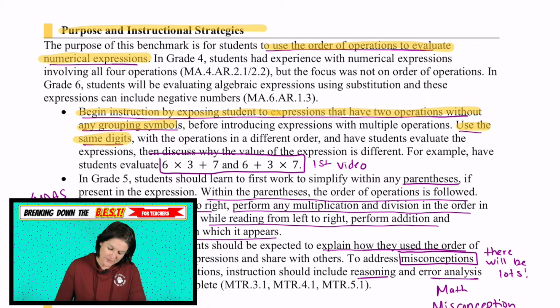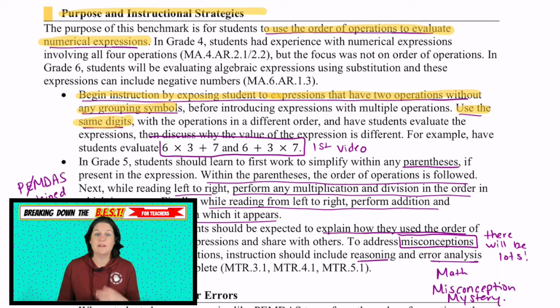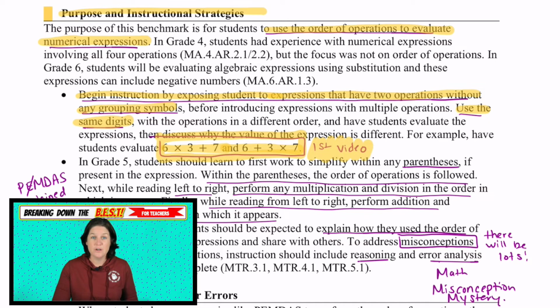And use the same digits to introduce. That way you can have a really good conversation about what's going on. So here we, as an example, 6 times 3 plus 7 and 6 plus 3 times 7. Understanding which operations that you do first, having a conversation about that. And I wrote a note here of the first video because when we get to the resources that are available to you in your membership, the first video really tackles what they're trying to say here.